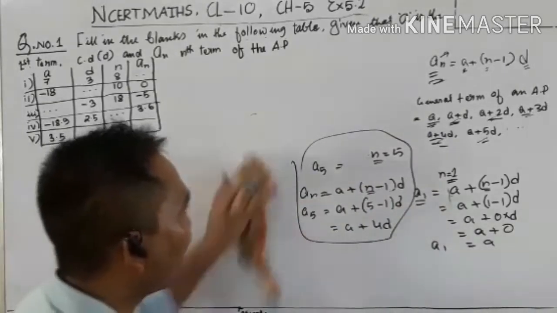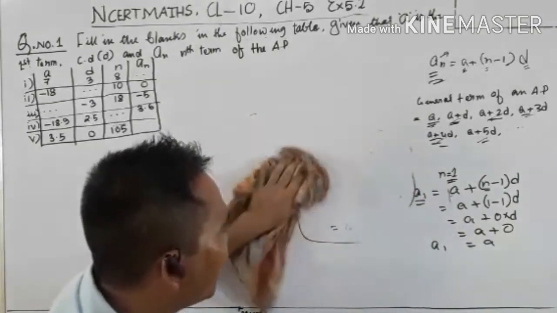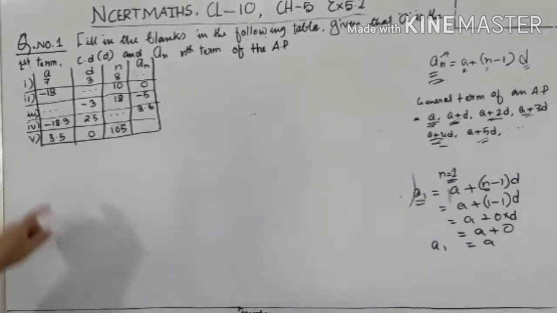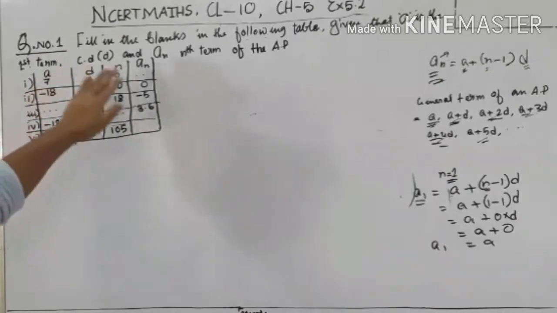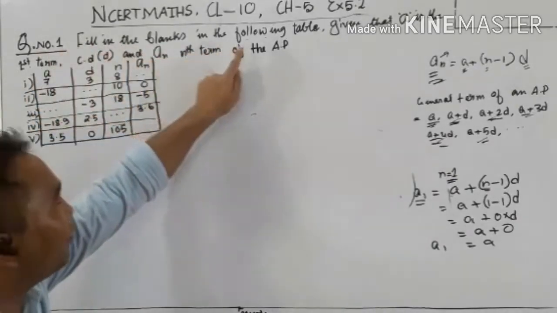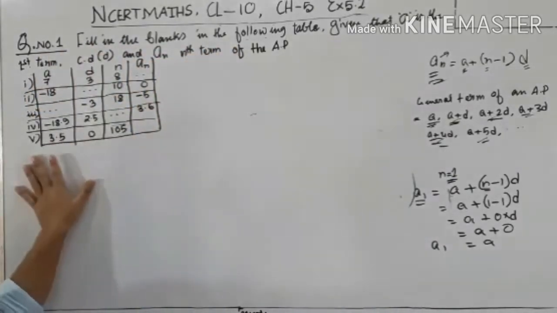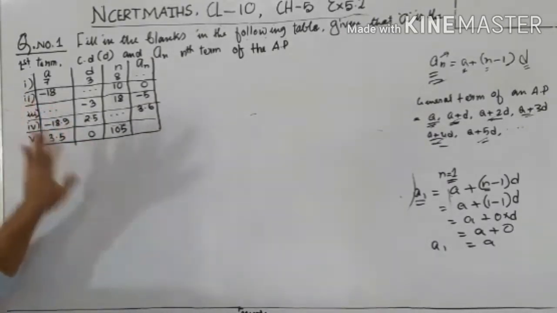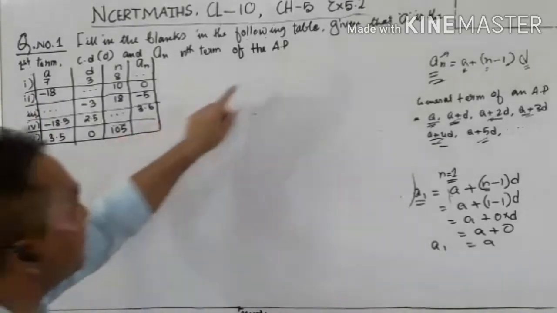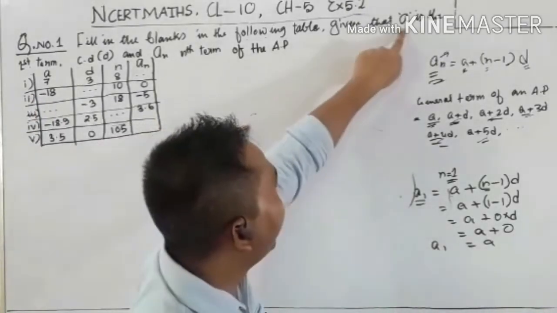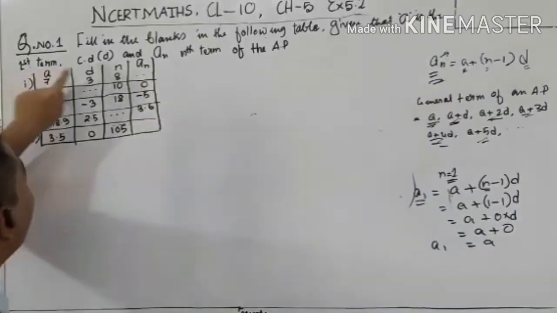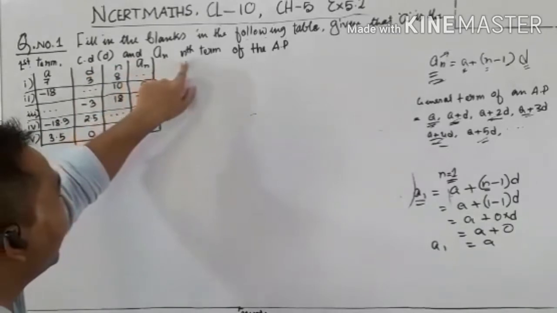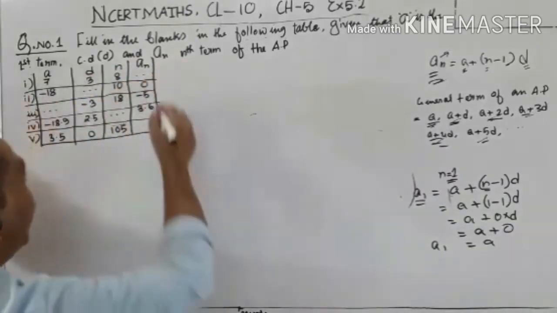So come back to the point. Here the question number 1 is asking us to fill in the blanks in the following table. Some blank spaces are there, so we have to fill them, and some terms are given. Given that a is the first term, d is the common difference, and an is the nth term.